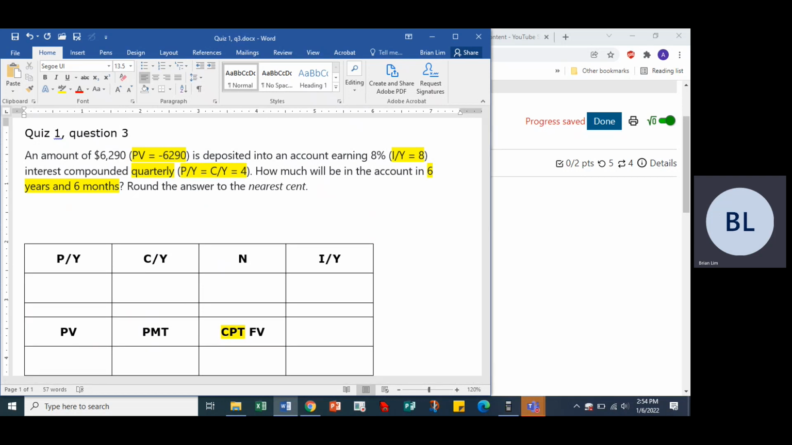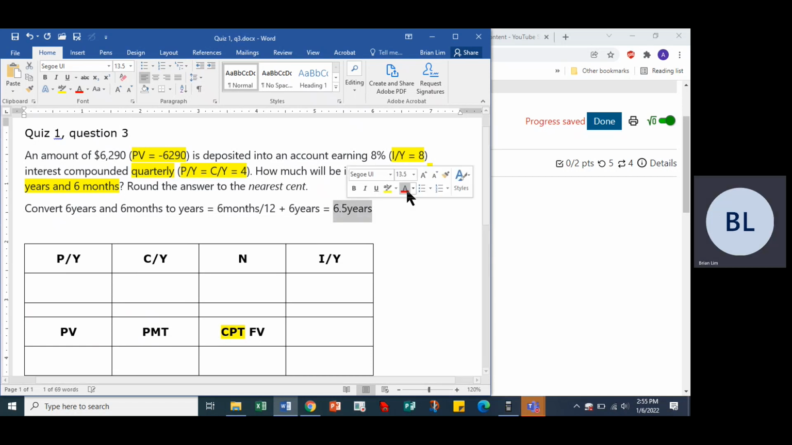Now, what we have to do is convert 6 years and 6 months to years. So that would be equal to what? Well, we'll take the 6 months, divide that by 12, and then add it to the 6 years. If we do it correctly, we should get 6.5 years. That is the number of years that we will be using to get N.